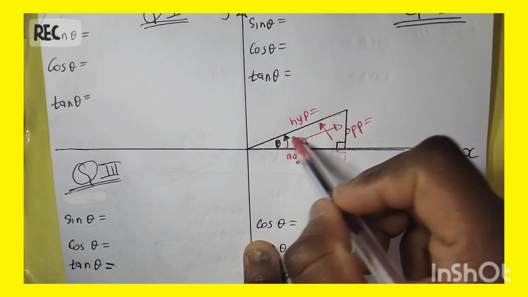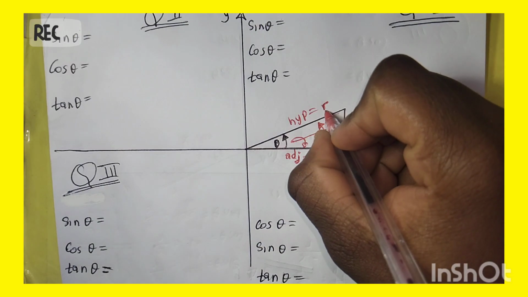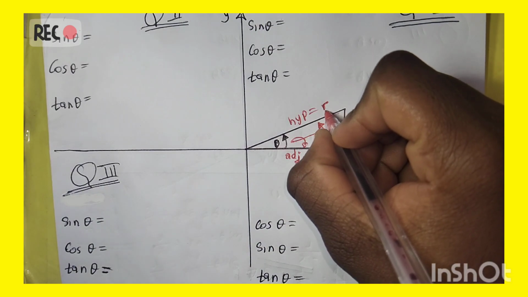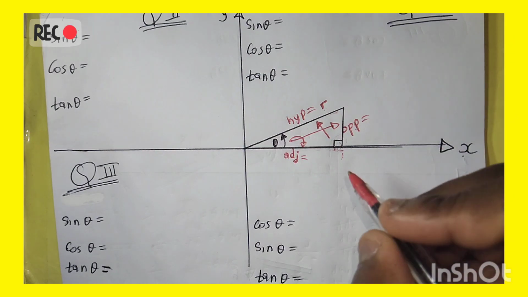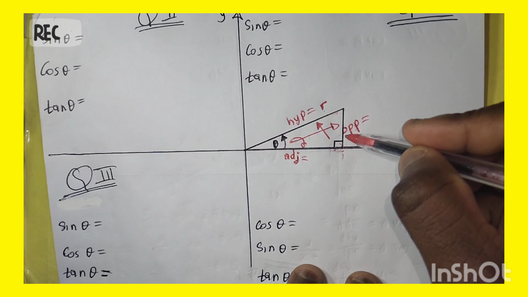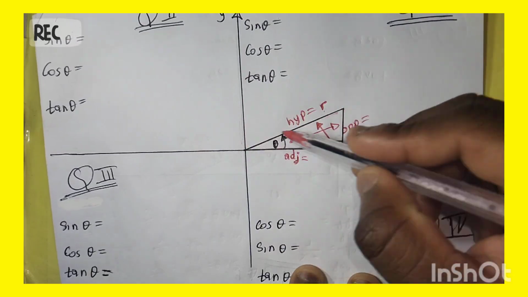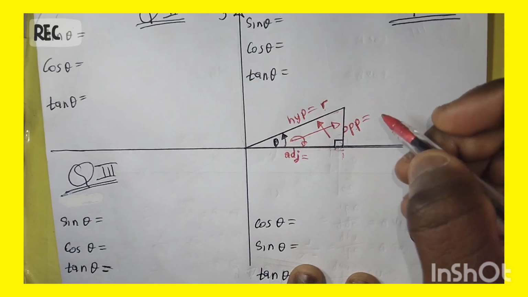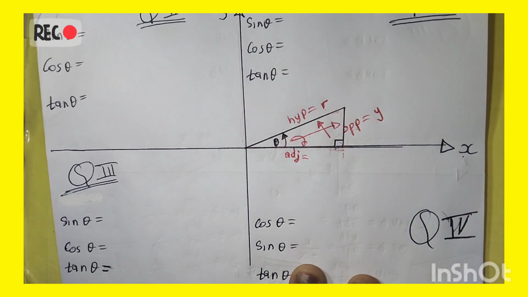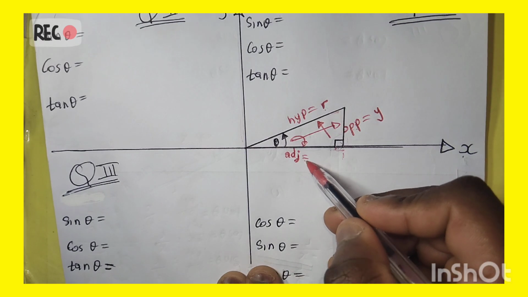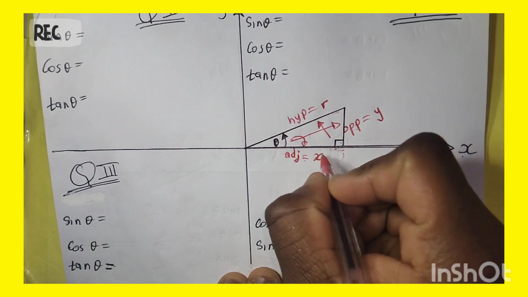The hypotenuse, all the time, will be represented by what? By r. That's positive r all the time. r is the radius. Then coming to the opposite, our opposite is parallel with the y values, meaning that our opposite all the time will just be y. And the adjacent will represent the x value.